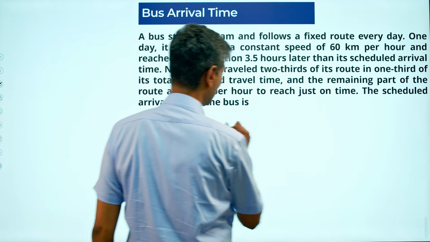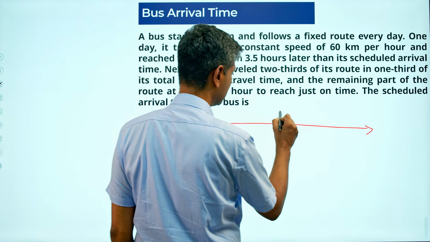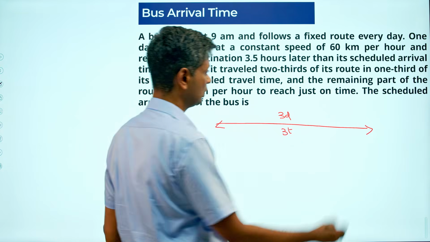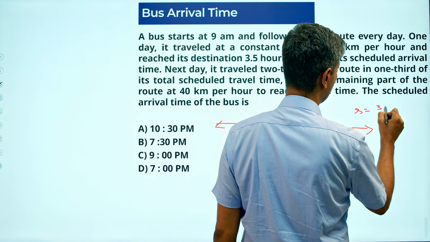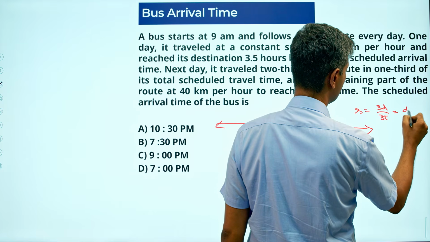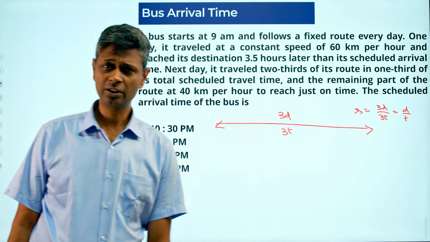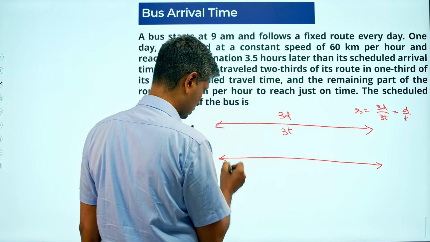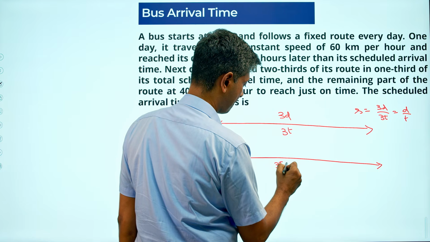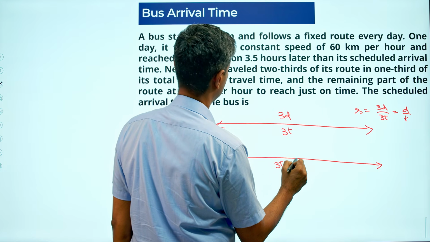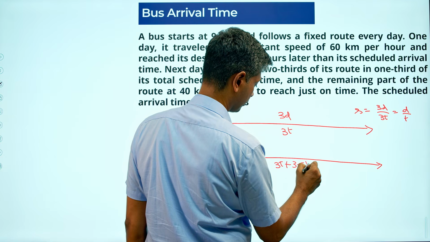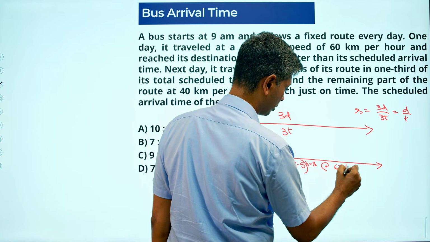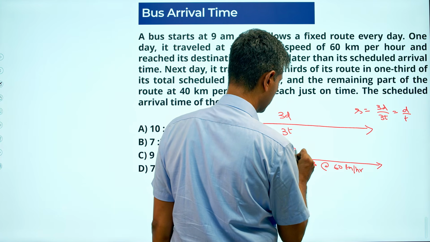So assume typically the bus travels 3d in time 3t at a speed of 3d by 3t, which is d by t. Nice, brilliant. Next day, it takes 3t plus 3.5 hours, traveling at 60 kilometers per hour to travel the same 3d.